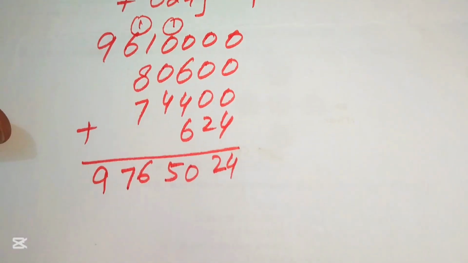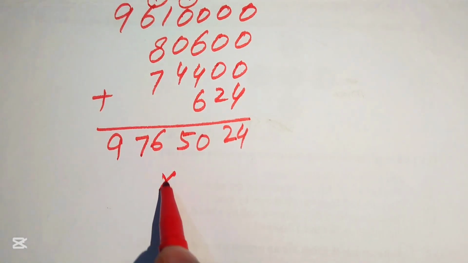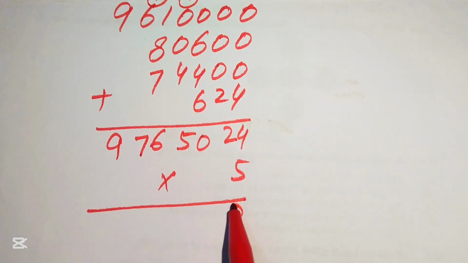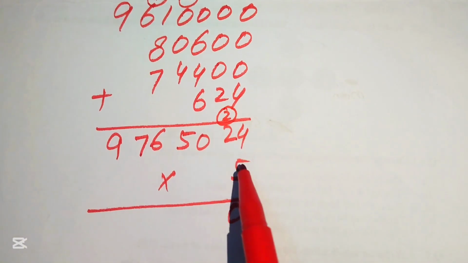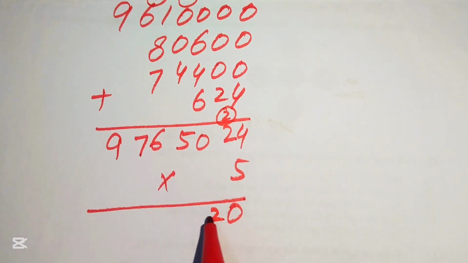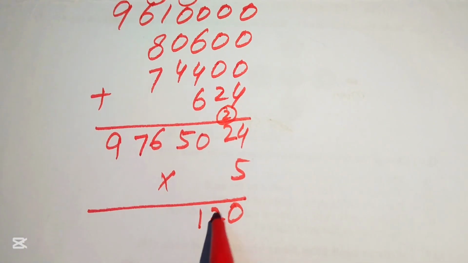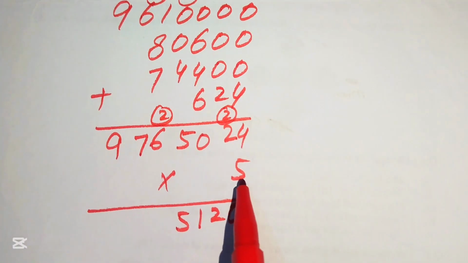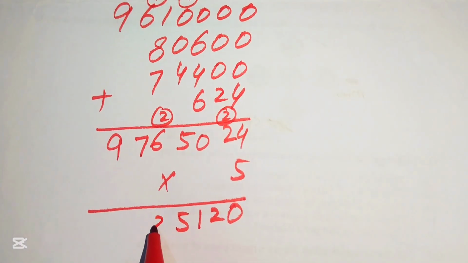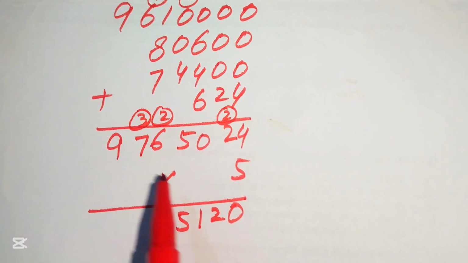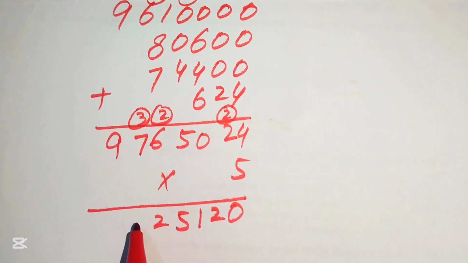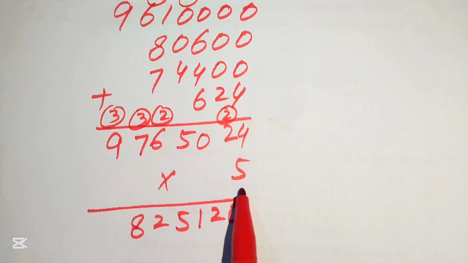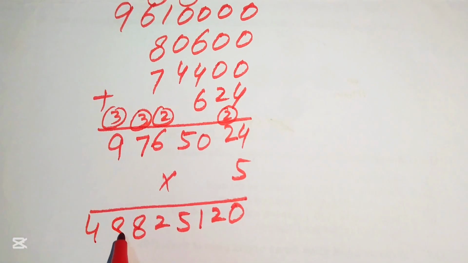So here we need to multiply this number by 5, so I can just do this for you. 5 times 4 is 20, we write 0 and carry 2, 5 times 2 is 10, 10 plus 2 is 12, 5 times 0, so here we can write 12, 5 times 5 is 25, we write 5 and carry 2, 5 times 6 is 30 plus 2 is 32, we write 2 and carry 3, 7 times 5 is 35, 35 plus 3 is 38, we write 8 and carry 3, so 9 times 5 is 45, 45 plus 3 is 48.